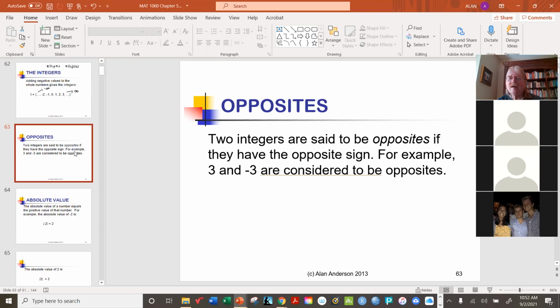Now, you know what opposites mean. I mean, things that are very different from each other. You probably have met people where you say that they're very opposite from each other. They're very different personalities. But here, all it means is that they have different signs. We have two numbers, for example, 3 and -3, and the only difference is their sign. And in math, we say that they are opposites. So when you hear that word in math, it means you have two numbers that are identical except for their sign.